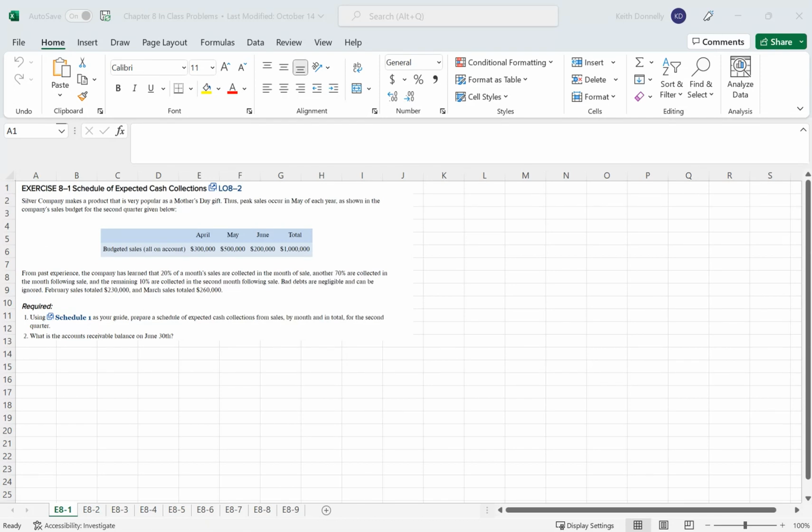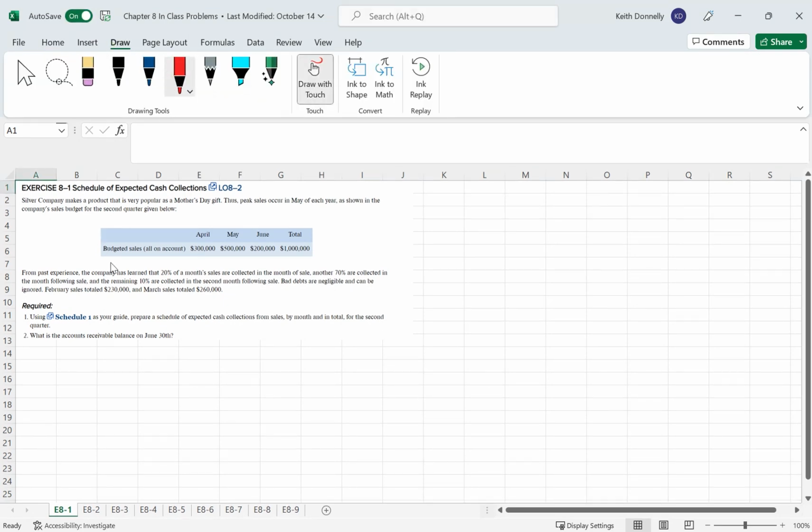So they say, using Schedule 1 as your guide, prepare a schedule of expected cash collections from sales by month and in total for the second quarter. And then they want to know what is accounts receivable on June 30th.